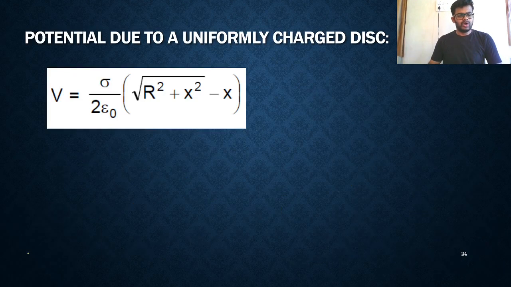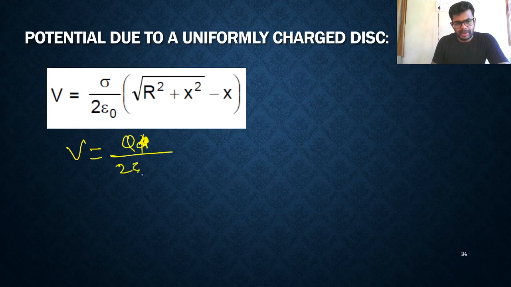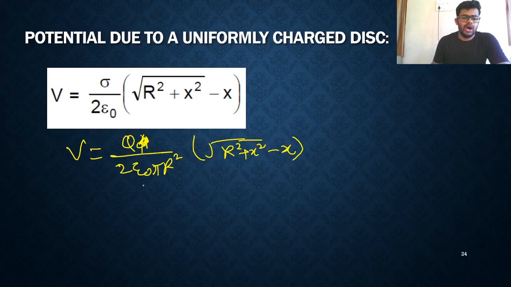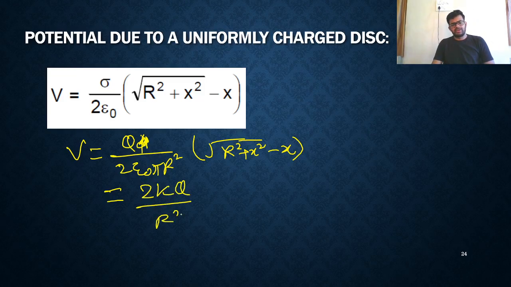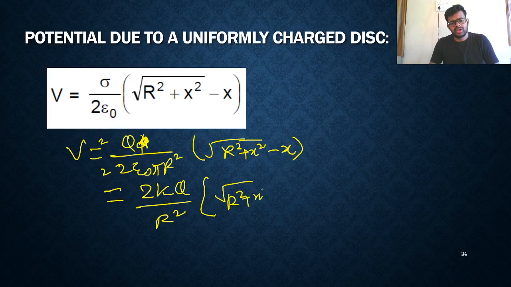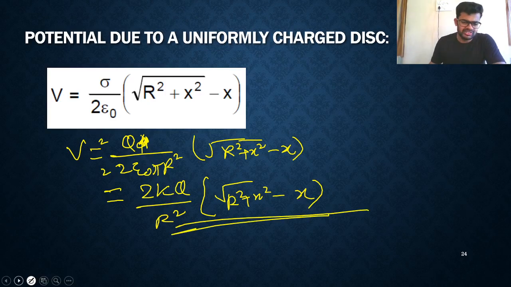So I am writing potential as a function of charge. Sigma equals q upon pi r square, so the potential is q upon 2 epsilon naught pi r square times root of r square plus x square minus x. Now put the values: 1 upon 4 pi epsilon naught is k, so you can write 2kq upon r square, since 2 is multiplied in the numerator and denominator, times root of r square plus x square minus x. That's all. This is the formula in terms of charge.